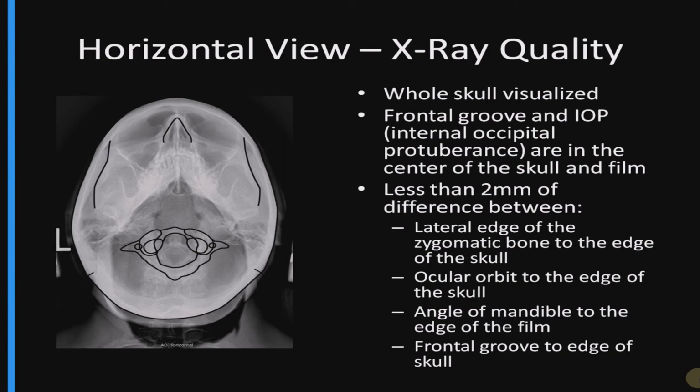For the horizontal view to be accepted, we need the entire skull to show up on the film, with the frontal groove and the IOP vertically centered. We would want less than 2 millimeters of difference in the zygomatics to side of skull from side to side, and the atlas would show up in the posterior third of this film. Now, as we discussed, this would be approximately halfway. So here would be 1/3, here would be the posterior third. The atlas typically sits right at that line of the middle and posterior third.